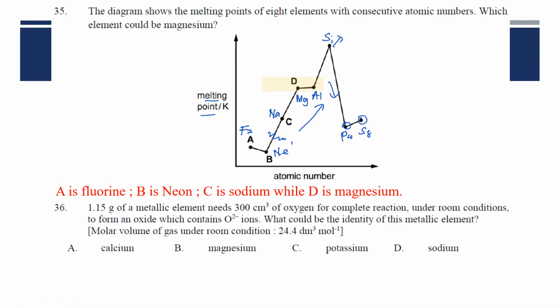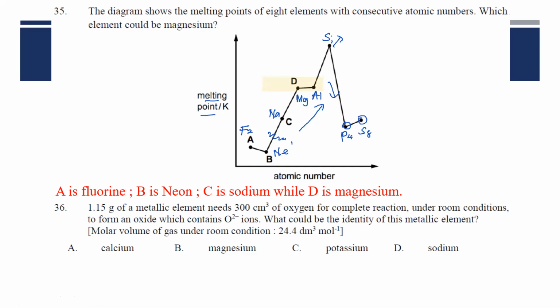Okay, so that is for 35. Then we go for 36. 1.15 gram of metallic element needed 300 grams of oxygen to complete reaction under room condition to form an oxide which contain O2 minus, which could be the identity of the metal element.